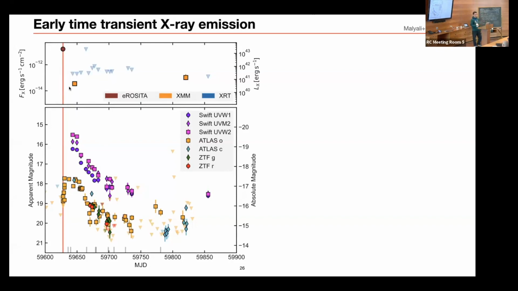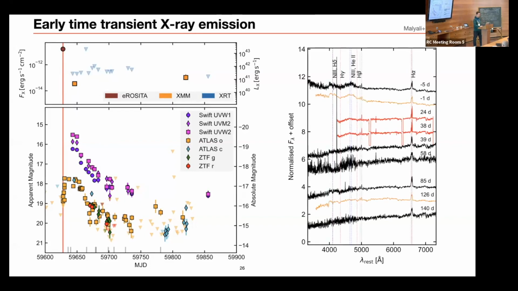And after this eROSITA detection, then you have the optical brightening. And then we obtained a follow-up XMM observation 19 days later, and the X-ray flux had dropped by a factor of about 36. Whoa. We then obtained a series of optical spectra. So these span from 5 days before optical peak all the way through to 140 days after optical peak. And in the spectrum obtained 5 days before optical peak, then you have the formation of the He II emission complex. And so this drives the spectroscopic classification of the system as a TDE.